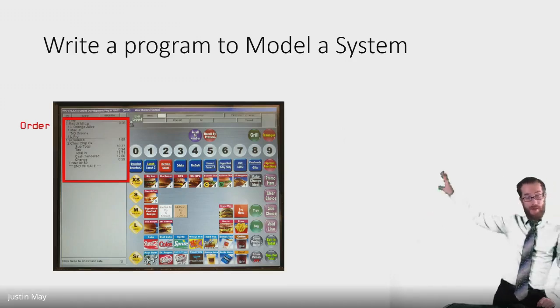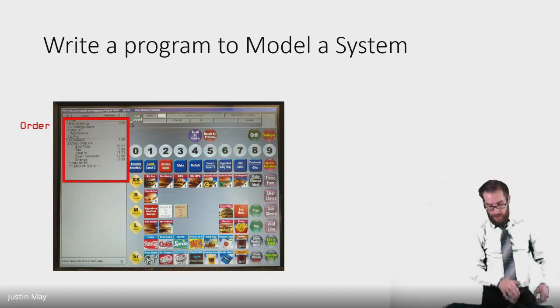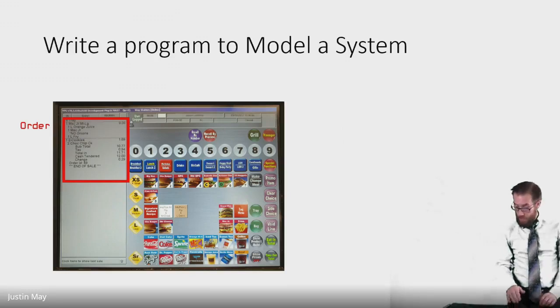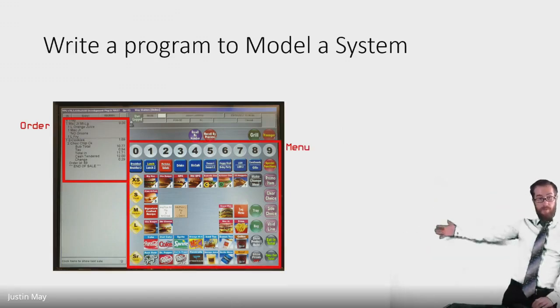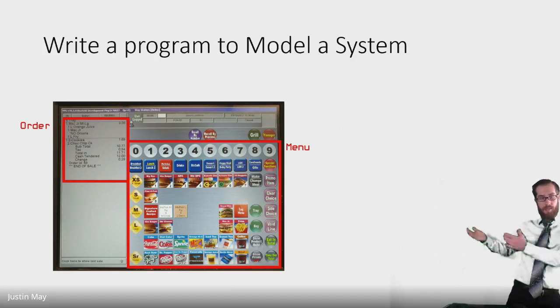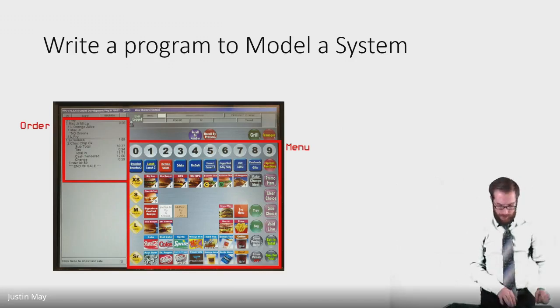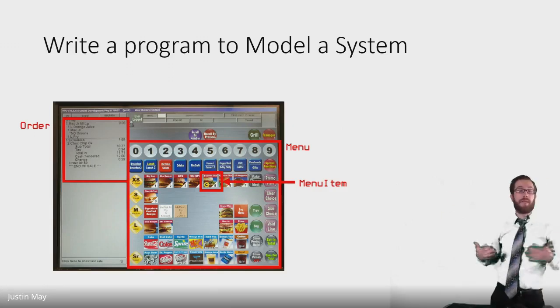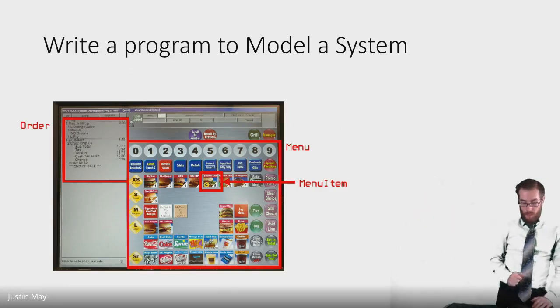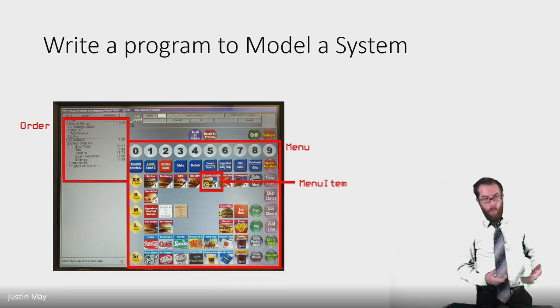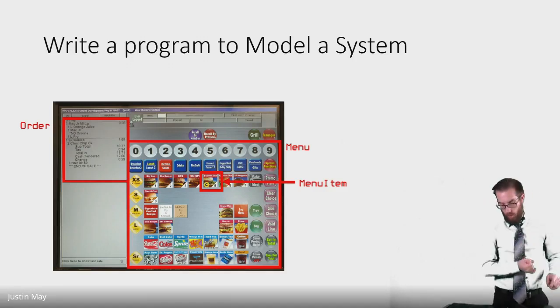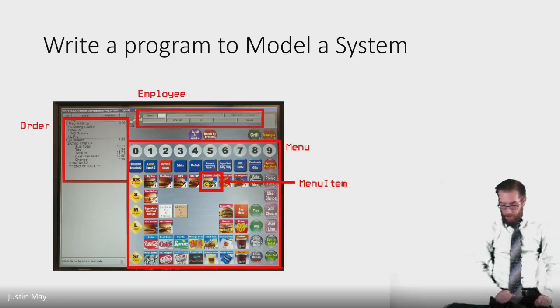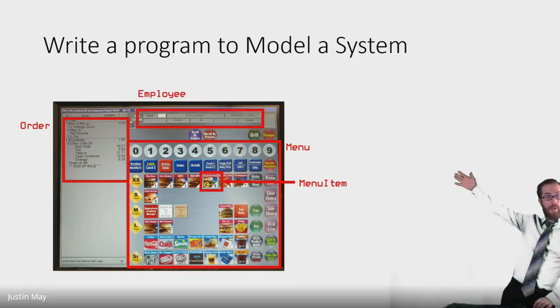So we have an order. So that would be an object that keeps track of order-y stuff. There's a menu. So you have a menu of all the options that you have to purchase or to sell. You have menu items. So a menu is really made up of a collection of menu items. A menu item would be one thing you could buy, a soda or a fries or a burger, a specific item on your menu.